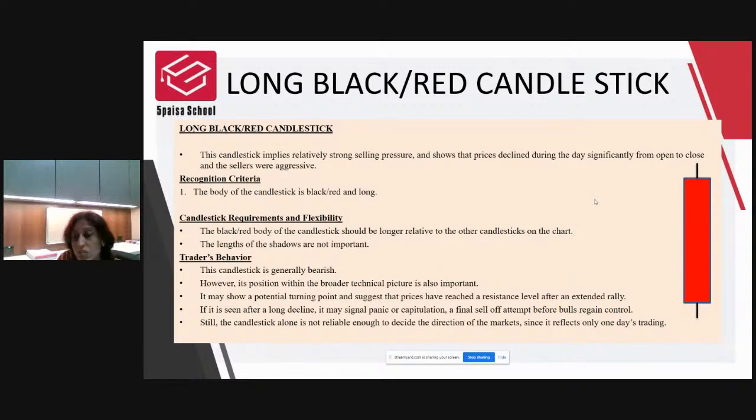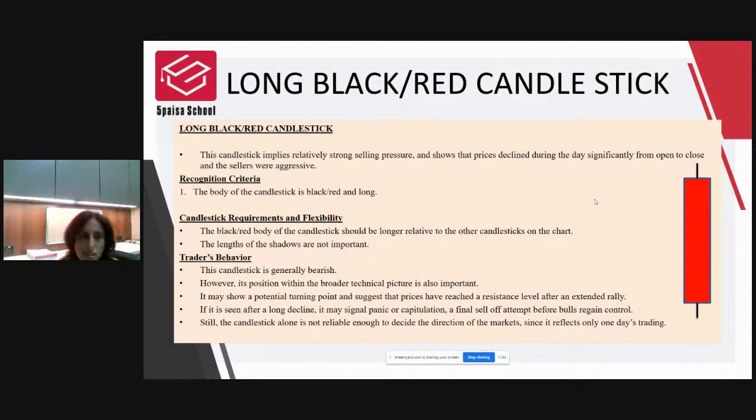So the body of the candlestick is usually long. This is one way of recognizing this particular criteria. And what are the requirements and flexibility? It should be longer relative to other candlesticks on the chart. And also the wicks, or the lengths of the shadows, are not important. It doesn't signify anything as far as the long candlestick is concerned.